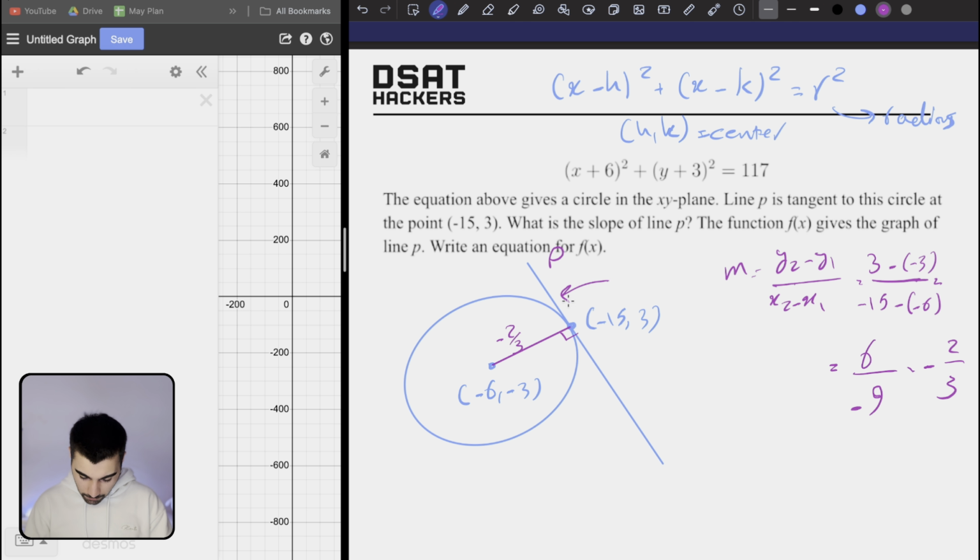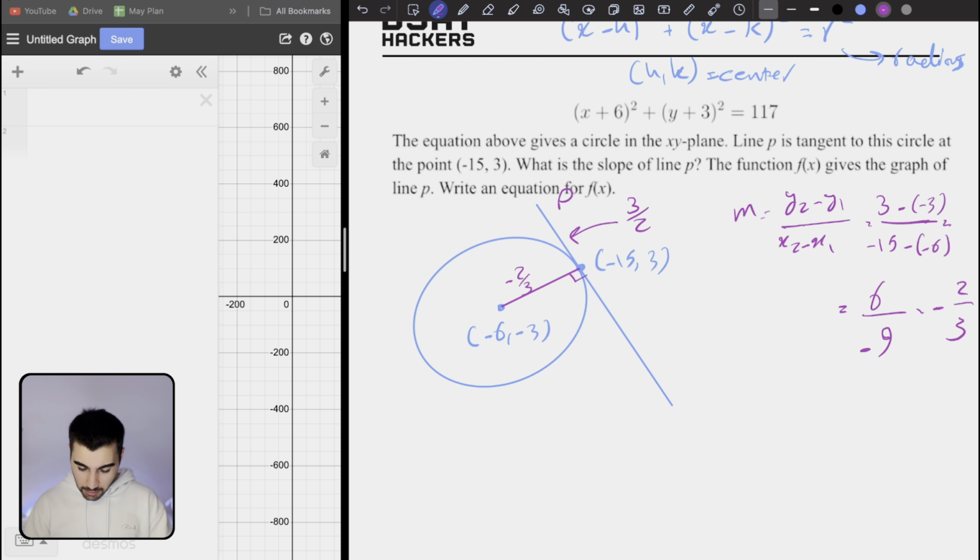So what is the slope of this one? Negative reciprocal of this. So 3 over 2. That's it. So we got the slope of the line P. Now we have to write the equation of this line. To write the equation of the line, we need one point and a slope of the line. So if we have the point and we have the slope, we can write the equation easily.